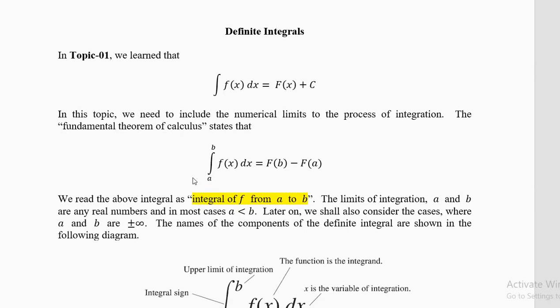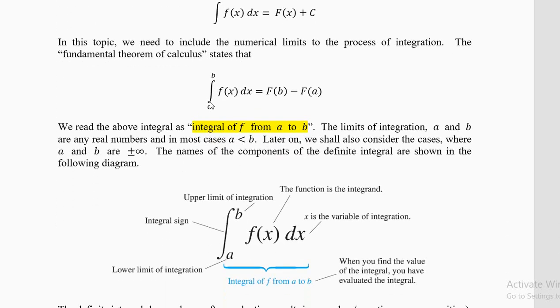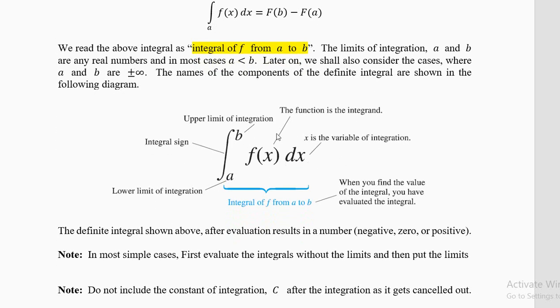Now what we are going to do in definite integrals: in topic 1 we learned that if you integrate small f of x, you get capital F of x plus c. In definite integrals, we'll be putting some numbers a and b, and the integral from a to b of f of x dx is capital F of b minus capital F of a. You will not have any plus c in this case. I'll explain shortly. Now let's look at the syntax.